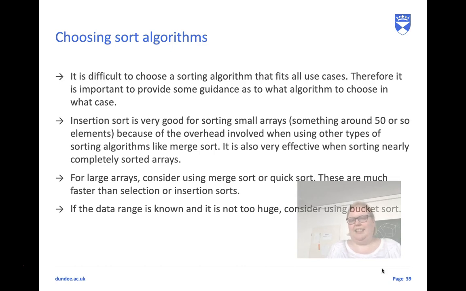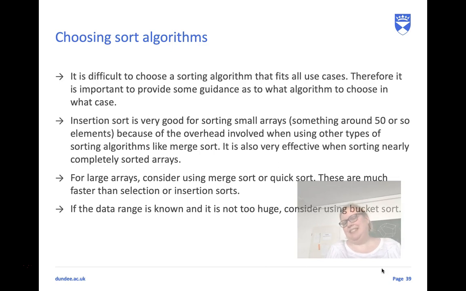For larger arrays and cases where you don't think the data is sorted, you want to use merge sort or quick sort. These are both much faster than insertion sort and selection sort. You might think that merge sort is better because it's the one that's got the guaranteed O(n log n) worst-case behaviour, which is far better than n squared.